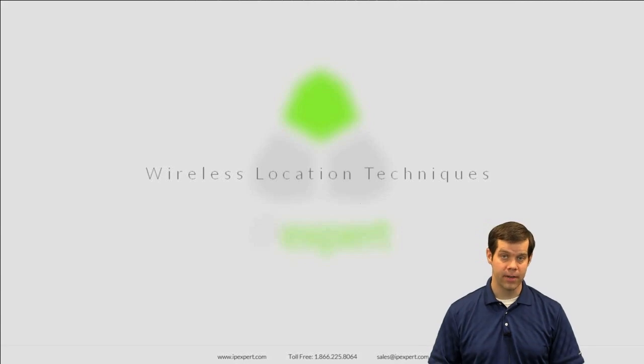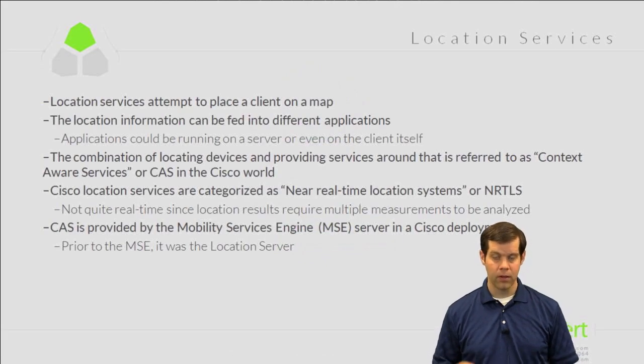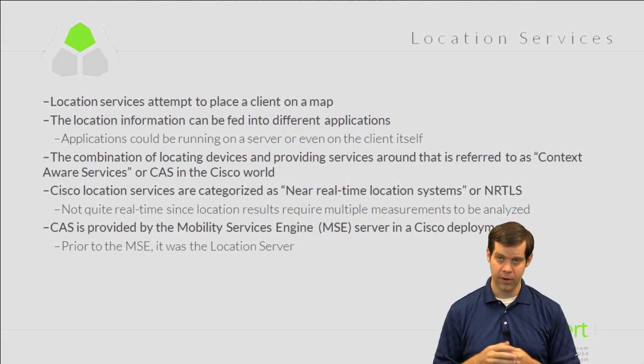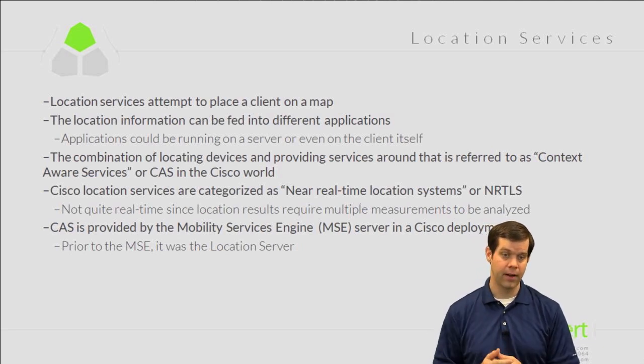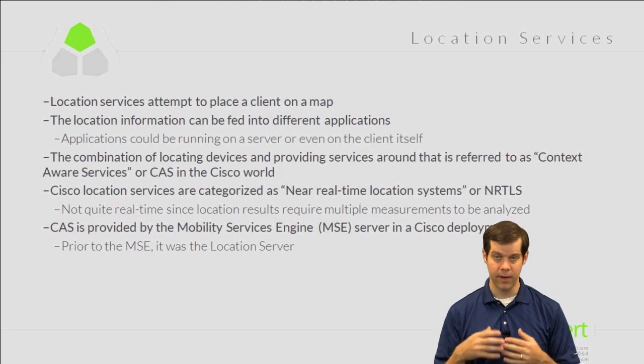The first high-level topic we'll discuss in this section is wireless location techniques. A little information on wireless location services in general. The location part of location services is really trying to put a client or a device on a spot on the map, so figuring out where it is. The services part is trying to actually add value to that information.